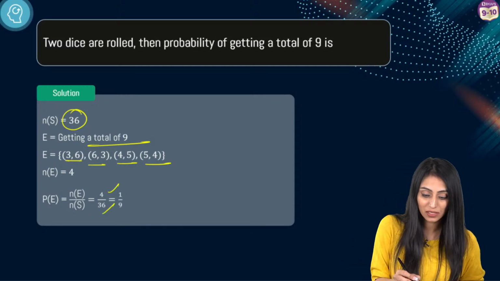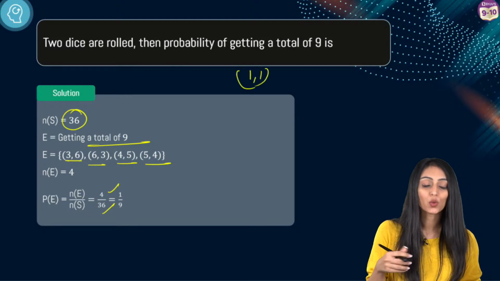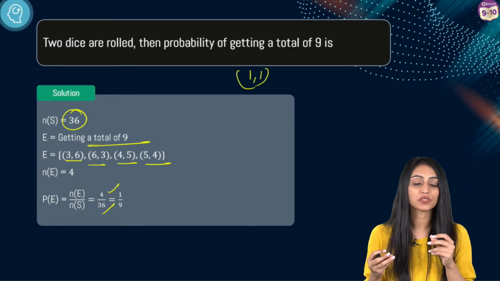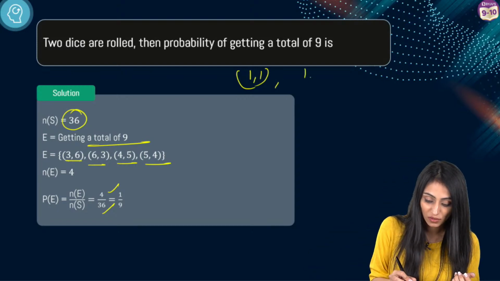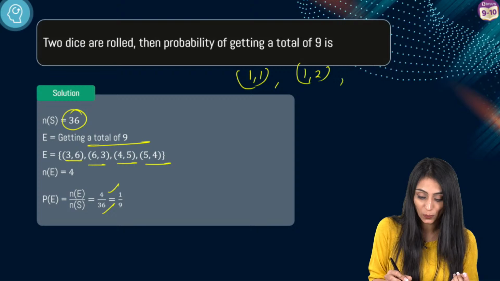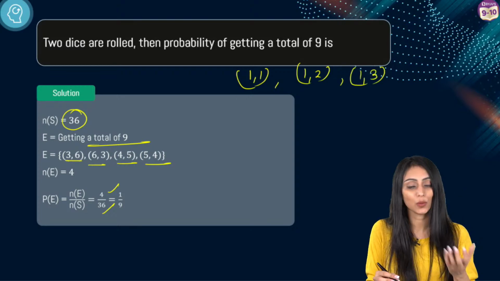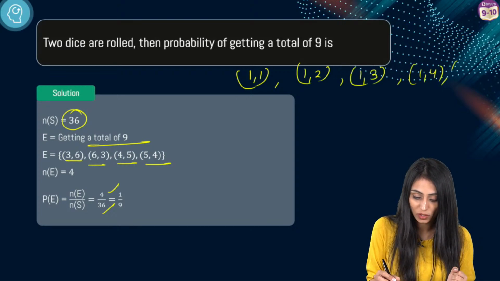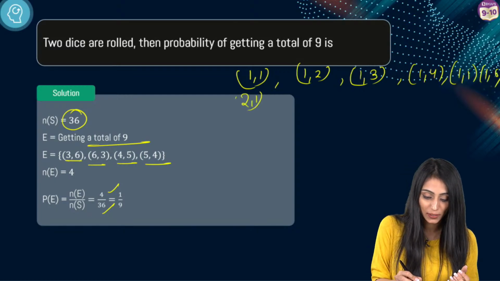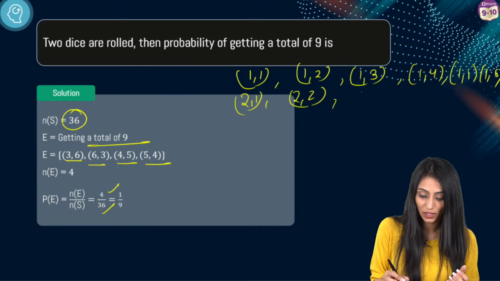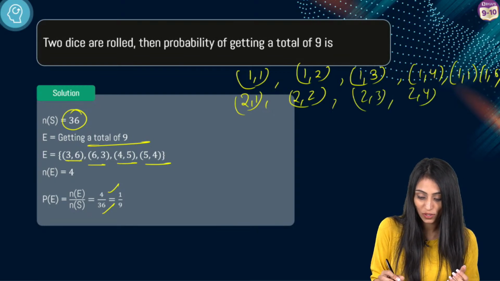Why 36? Because this is the sample space. When you roll 2 dice, what happened? Let's suppose on the first one you are getting 1, another one also you get 1. Let's suppose on the first one you have 1, another one you get 2. On the first one you have 1, another one you have 3. Like this way, 1 4, 1 5 and 1 6. Similarly like this, 2 1, 2 2, this way, 2 3, 2 4, 2 5 and 2 6.